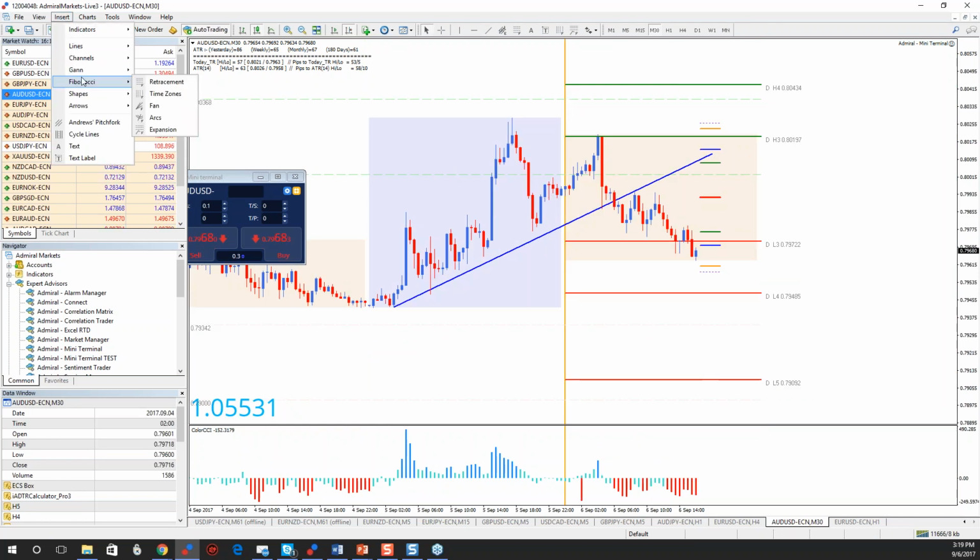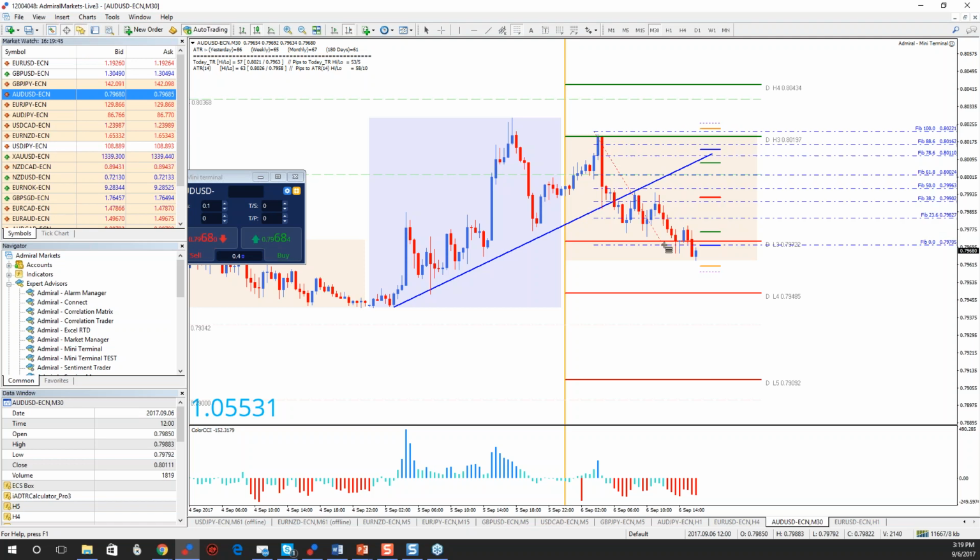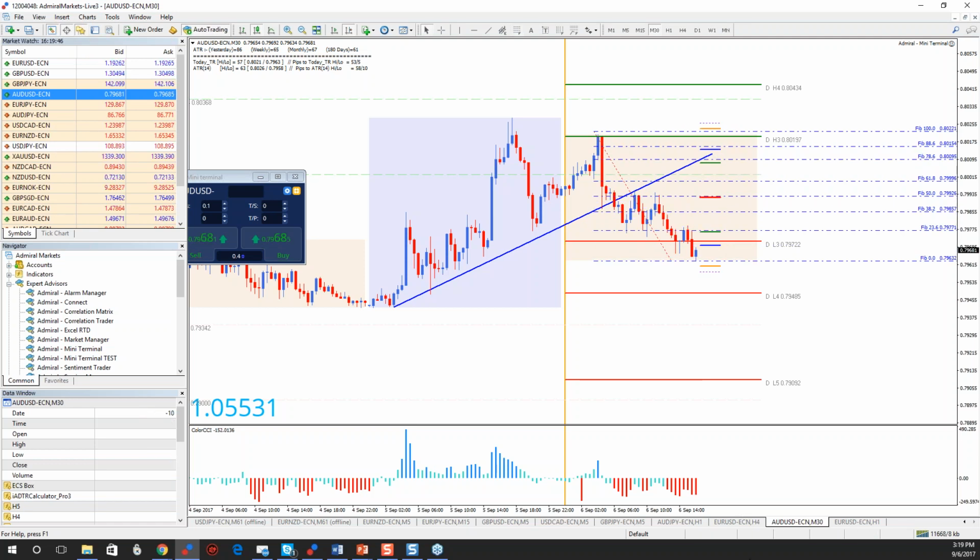Okay, so what should we do then? I would actually sell Australian dollar, but not now. You see, CCI is oversold. So I will wait for the price to get into overbought territory and try to sell it.